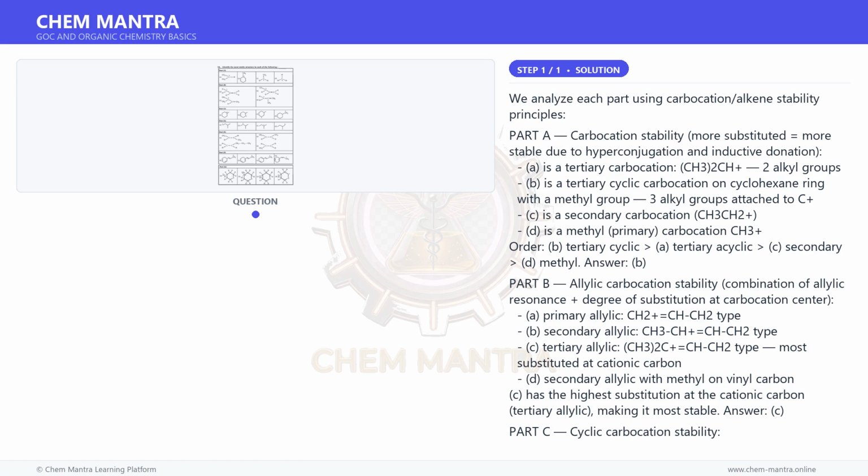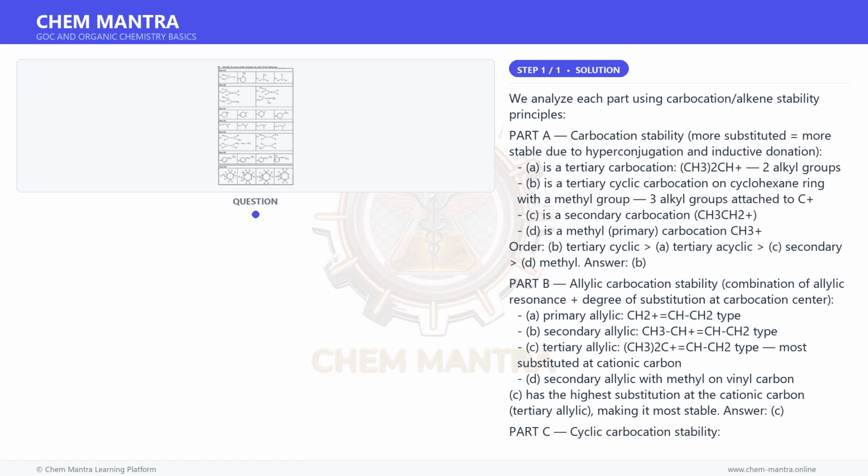A. Primary allylic, CH2+ equals CH, CH2 type. B. Secondary allylic, CH3, CH+ equals CH, CH2 type. C. Tertiary allylic, CH3 two, C+ equals CH, CH2 type, most substituted at the cationic carbon. D. Secondary allylic with methyl on the vinyl carbon. C has the highest substitution at the cationic carbon, tertiary allylic, making it most stable. Answer C. Part C, cyclic carbocation stability.